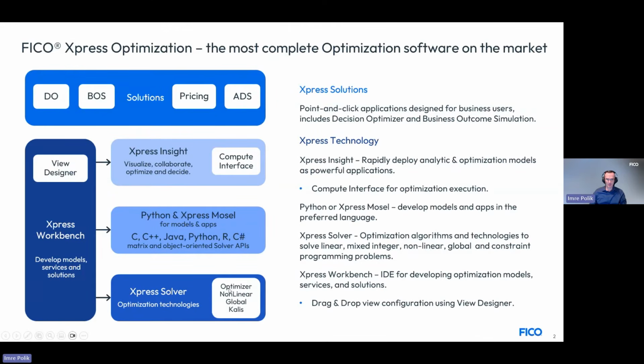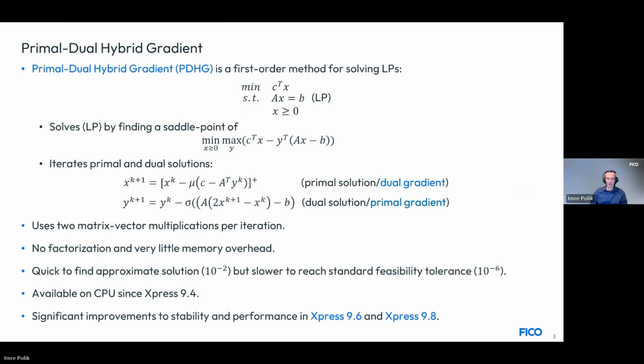the optimizer component, the Xpress solver, and especially the linear optimization solvers within that. We have a number of algorithms to deal with linear optimization problems. We have primal dual simplex, we have network simplex, we have barrier or so-called interior point methods. And then as of a few years ago, we also have a hybrid gradient algorithm implemented for linear optimization. This is very different from the other algorithms in that it's a first-order method for solving linear optimization problems.